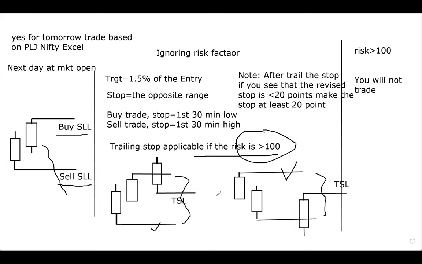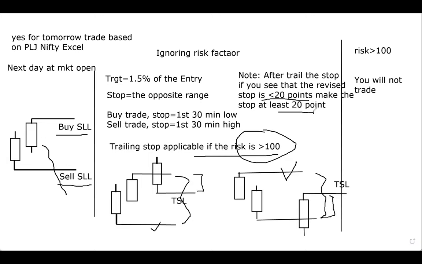Now, if you see that the risk is greater than 100, then you have to apply the trailing stop loss. How will you do that? Once the trade has been executed, the candle in which the trade executed, the low of that candle in case of buy will be your trailing stop loss. Similarly, in case of sell, the high of the candle which executed the trade will be your trailing stop loss. Remember, the revised stop loss, if it is too small, too tight, less than 20, then you should make it at least 20 points, right? This is the idea.